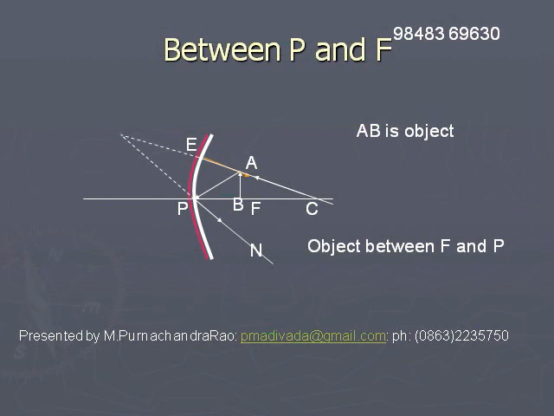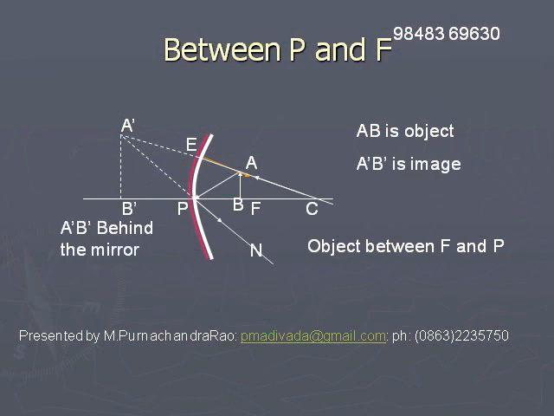These two reflected rays, NP and AE, they are produced backwards and they meet at A prime. So A prime is the image point of the object point A. Similarly, all the image points of the points on AB lie on A prime B prime. So A prime B prime becomes the image of the object AB.